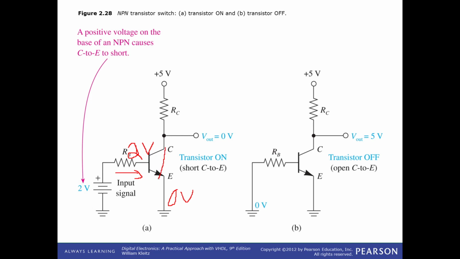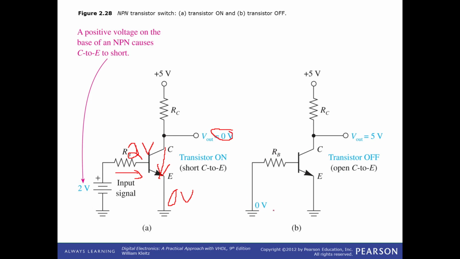So this would activate the transistor and allow current to flow from collector to emitter, and that would mean the transistor's on. In that case, when current is flowing, think of it like a short circuit. This ground is now shorted to the Vout node, so Vout is of course 0 volts.